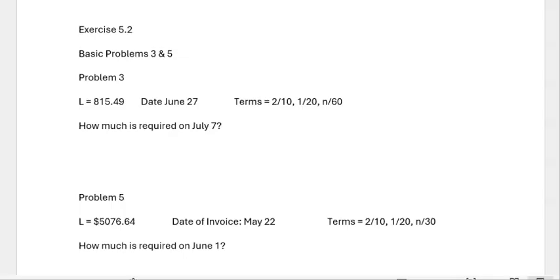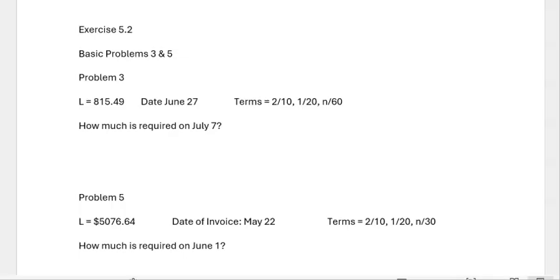Let's try the two exercises that I assigned from 5.2 in the chapter. You can find the questions on pages 153 and 154. It has to do with the cash discounts in terms of payment.